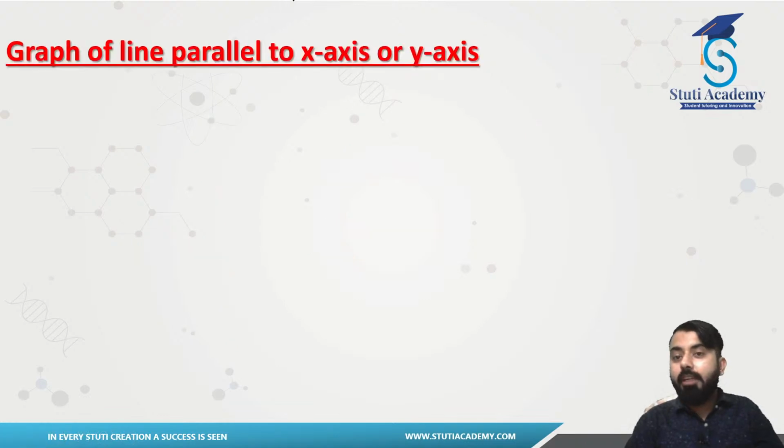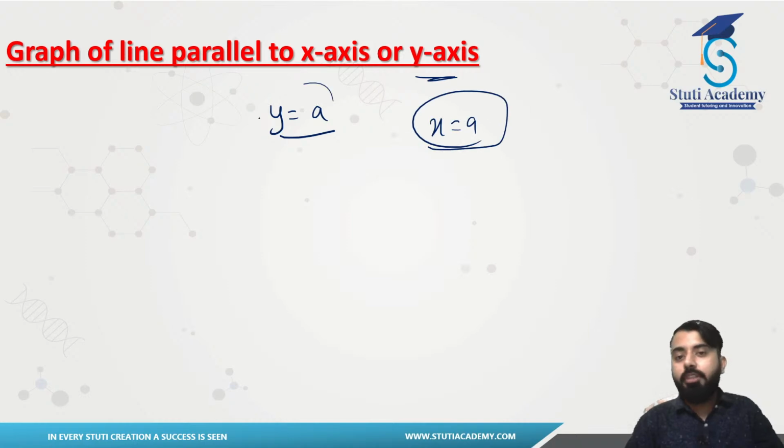So, graph of lines parallel to the x or y axis. If a line is parallel to the x axis, then y will be having some value. If a line is parallel to the y axis, then x will be having some value. These are the things that I've already discussed in an earlier part of this video. So I'm going to move forward.